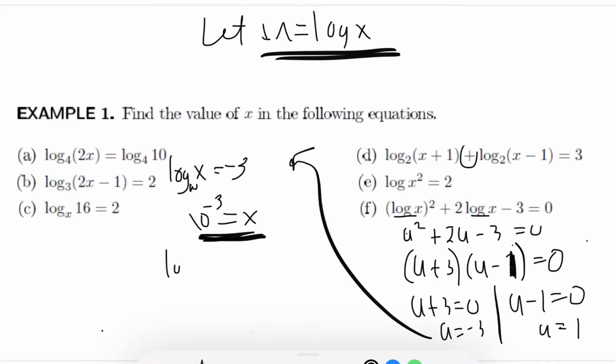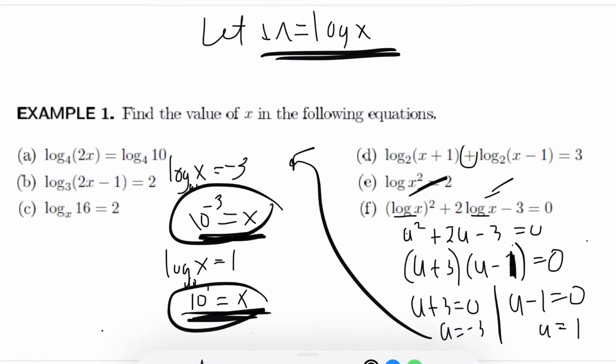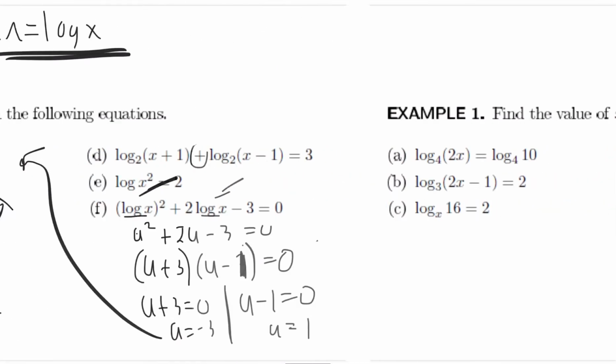Next, log of x base 10 is equal to 1. So again, this is 10 raised to 1 equals x. Okay, so we have this. If you substitute, both of them are positive. 10 raised to negative 3 is positive, so defined. 10 is also positive, so defined. So therefore these two are our solutions.